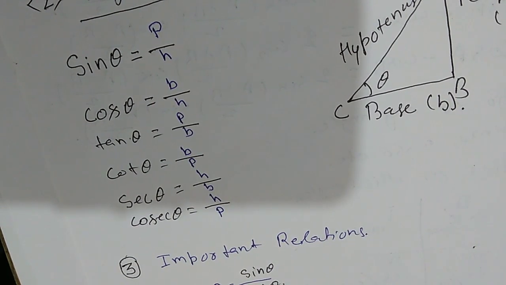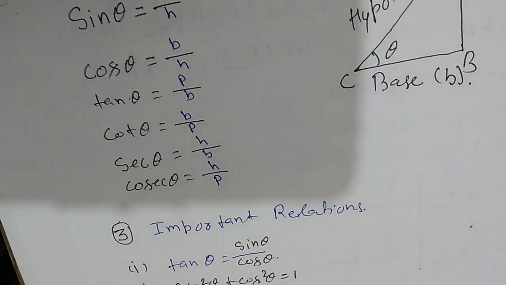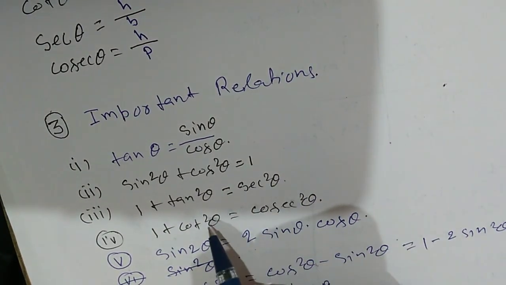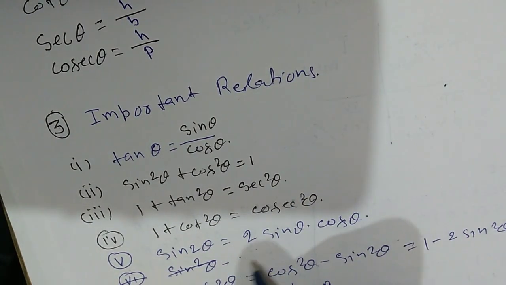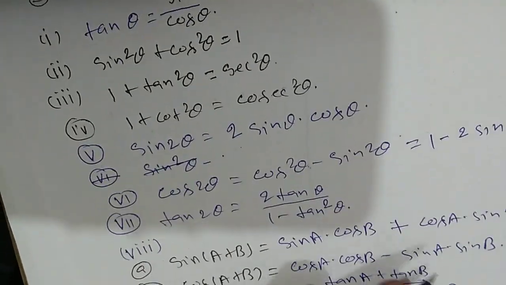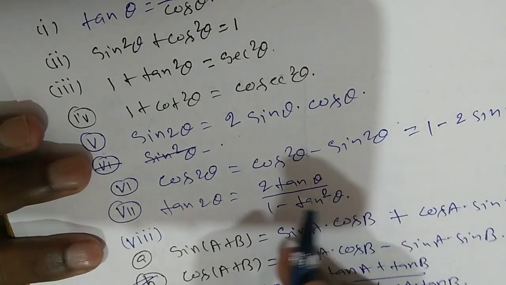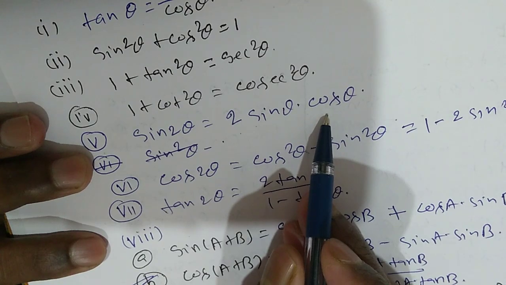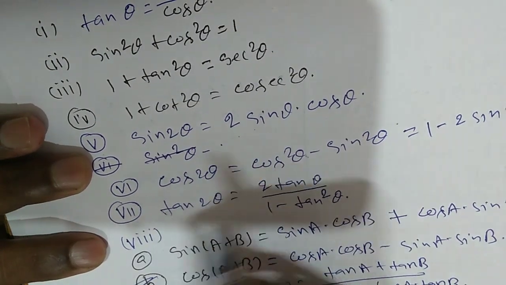The next one is important relations, that is tan theta is equal to sin theta upon cos theta. Sin square theta plus cos square theta is equal to 1, and 1 plus tan square theta is sec square theta. Already all these things are known by you. The next is important from our study point of view, that sin 2 theta is equal to 2 sin theta into cos theta. These are important formulas.